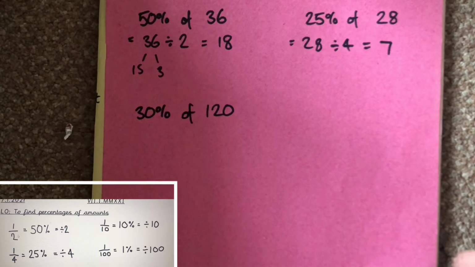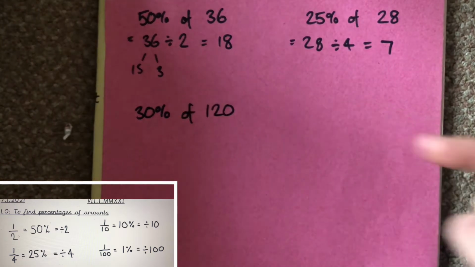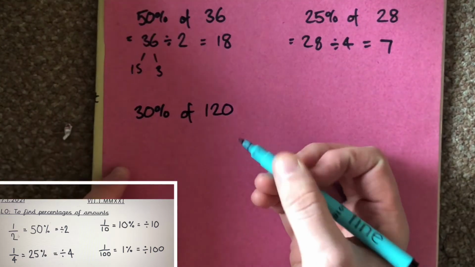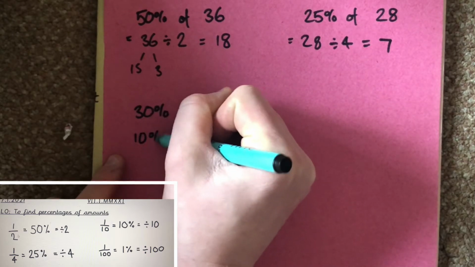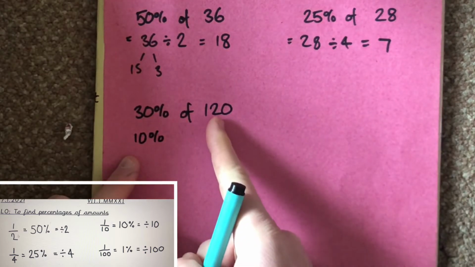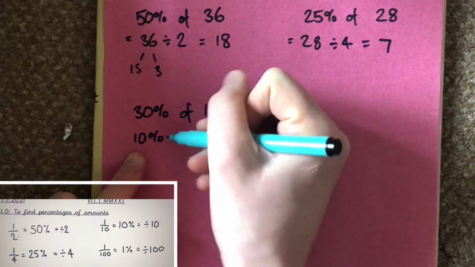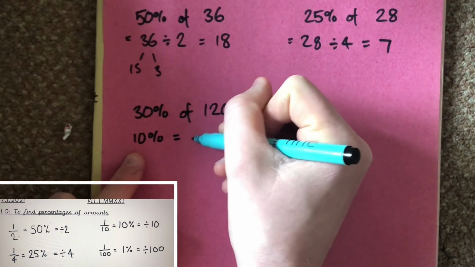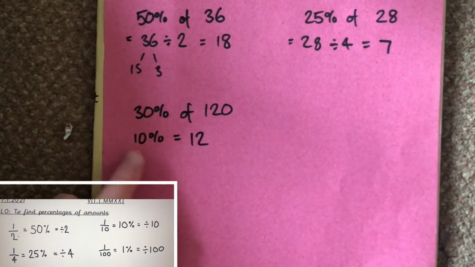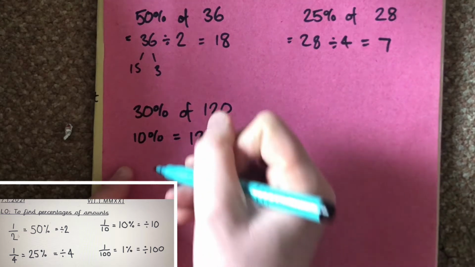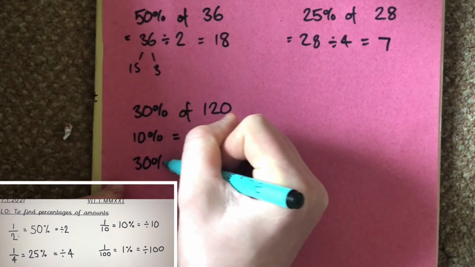So what I need to do is, what facts have I got and how can I make that 30%? Well, I can't find 30%, but I can find 10%. How do I find 10% of that number? I divide it by 10. So 10% is 12. Now, if 10% is 12, how can I work out what 30% is?